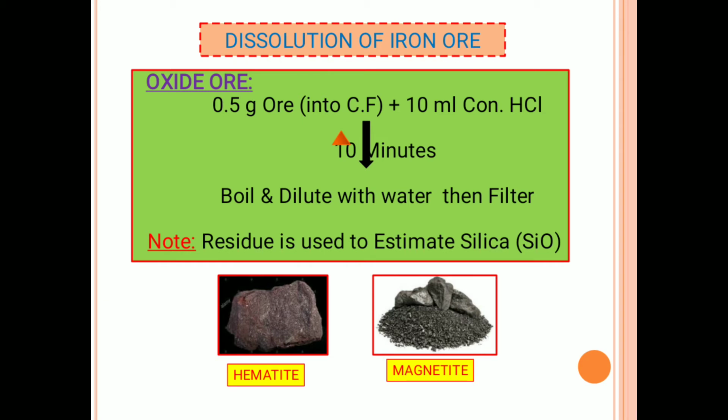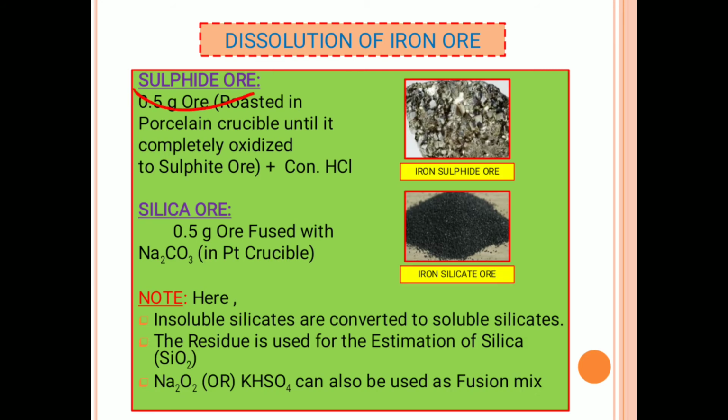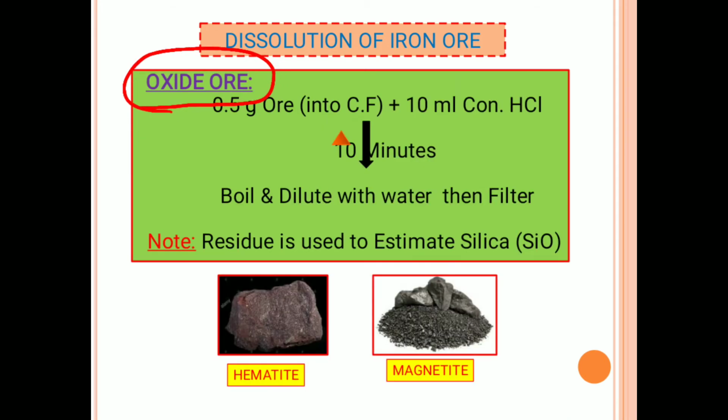As we discussed earlier, the iron ore is in the form of oxide ore, sulfide ore, and silica ore. We have different dissolution methods for this. First of all, let us learn how to dissolve the iron oxide ore.